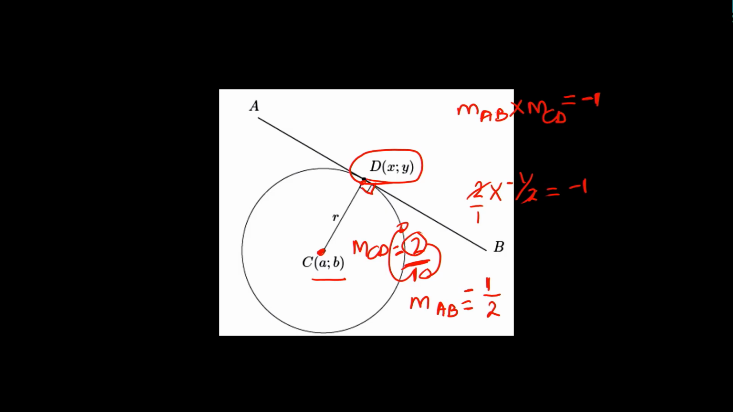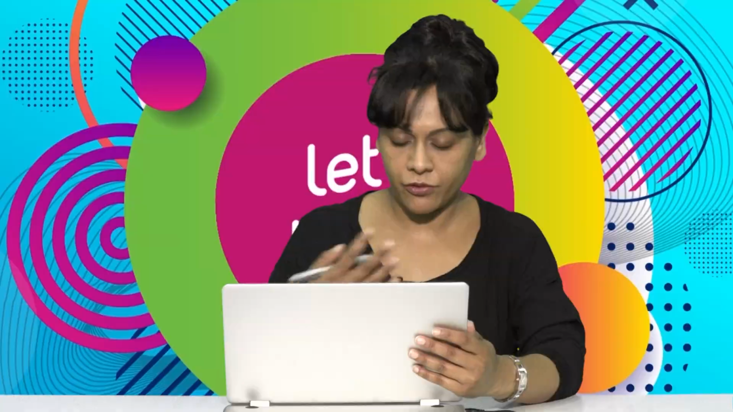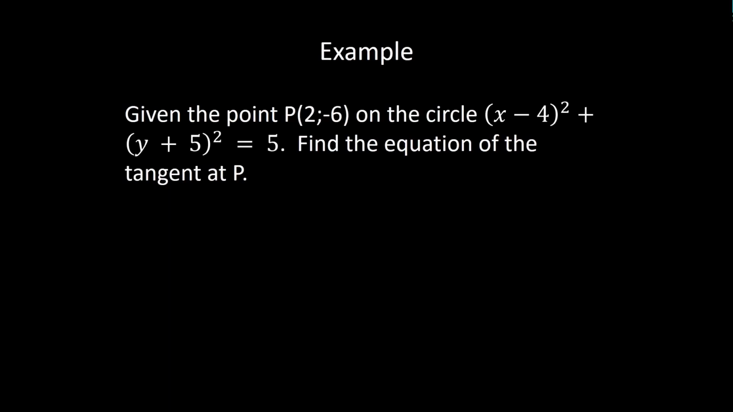Okay, so remember that. Remember also when you're working with gradients of lines, we need to be careful with which coordinates we substitute as x1, y1, and x2, y2. And we're going to have a look at doing that substitution very carefully for the next question. So this is a typical type of question that you could be given in the exam. Given the point P, with coordinates 2 and -6, on the circle (x - 4)² + (y + 5)² = 5, find the equation of the tangent at P.